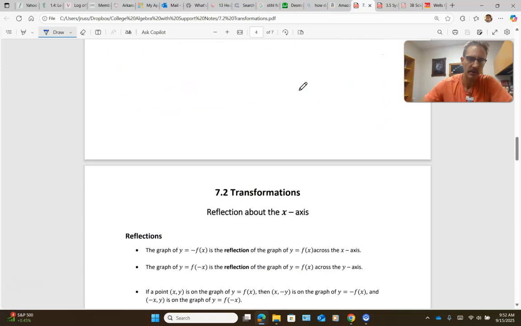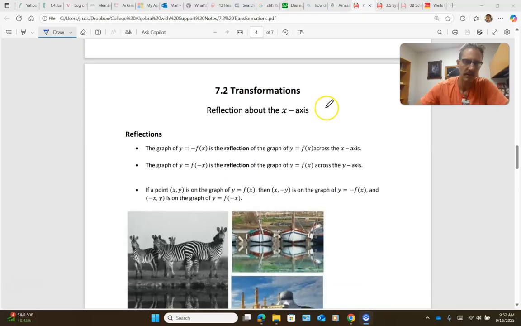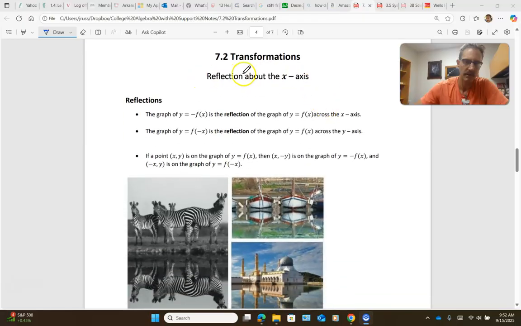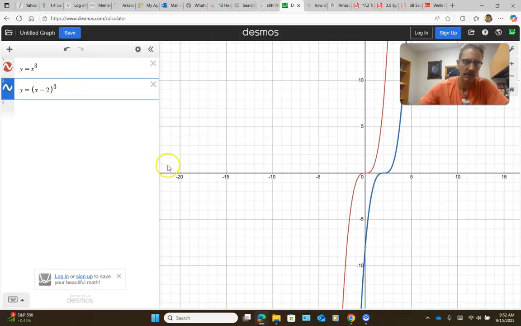All right, now there's one last type of transformation that we're going to talk about. It's referred to as a reflection about the x-axis. Okay, so where is the x-axis? It's the horizontal axis, right?